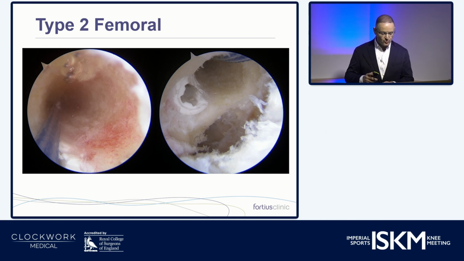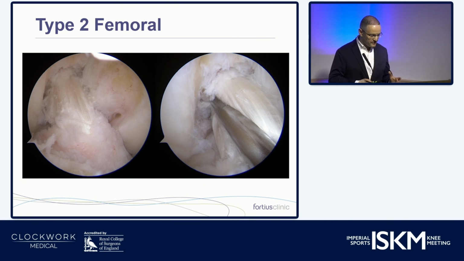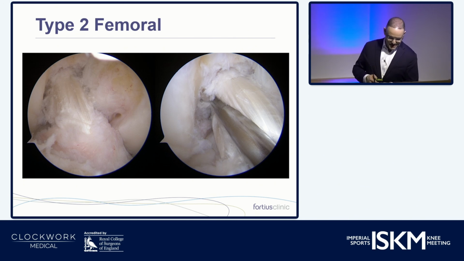Really important to make sure that our two tunnels are divergent. Otherwise, you risk spinning that screw out or compromising that pre-existing tunnel. So here we've moved the tunnel. We can pass the graft and we can see the screw just underneath.